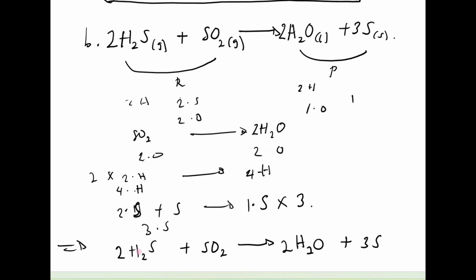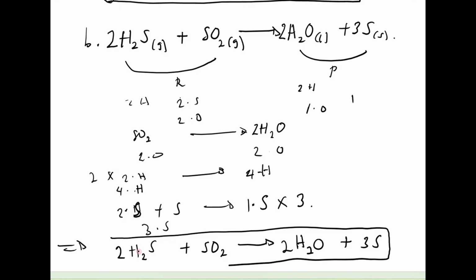2 times 2 of hydrogen will give you 4, and on this side, 2 times 2 will give you 4. Sulfur here 2, sulfur here 1, right? So on the reactant side, we have 3 sulfur, and on the product side, we have 3 sulfur. Oxygen is 2 on the reactant side, and it is also 2 on the product side. So that gives us the balanced chemical equation for this reaction.